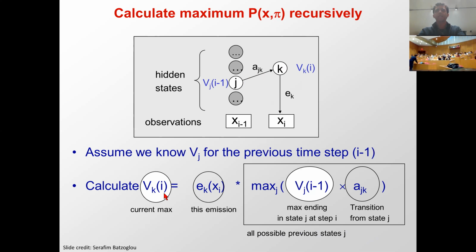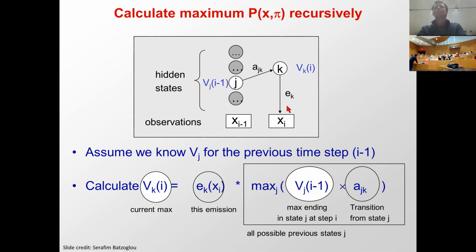Okay? And that basically gave us V_k(i) as the emission probability times the maximum of all those choices. And for every one of the choices, I'm combining the maximum score that I get, which is that probability, times the transition. And again, there was a one-to-one mapping between log probabilities or minus log probabilities and scores, enabling us to actually carry out computation efficiently.